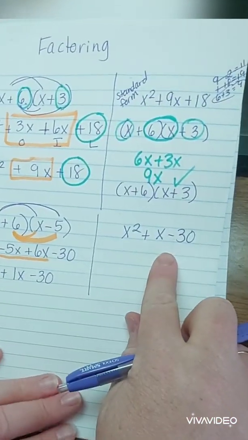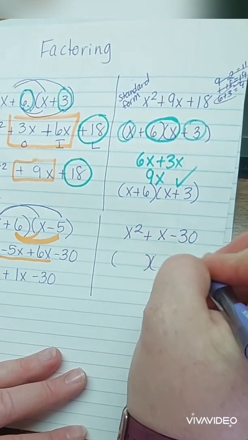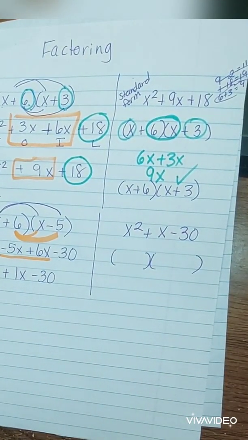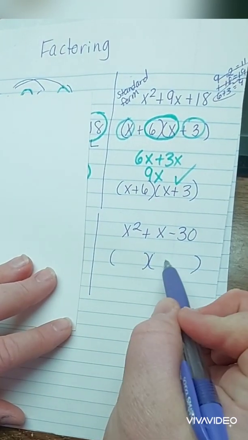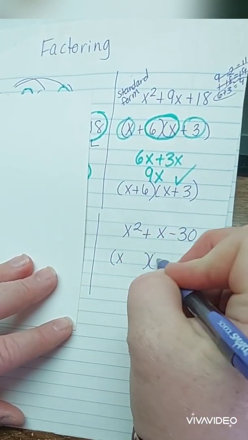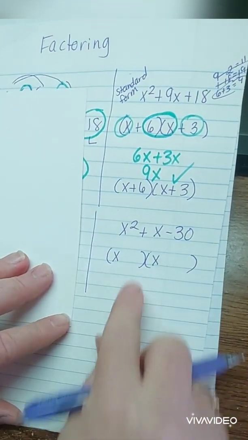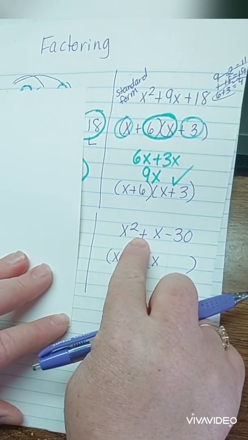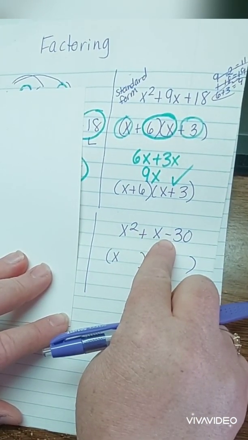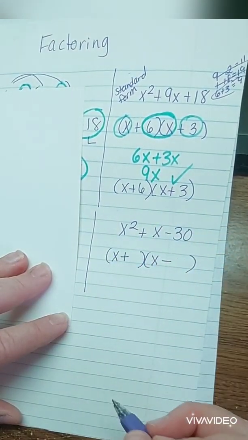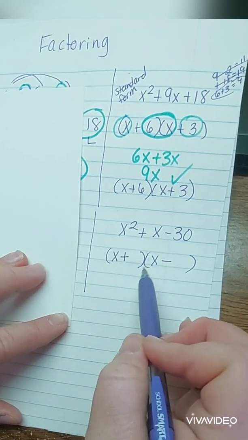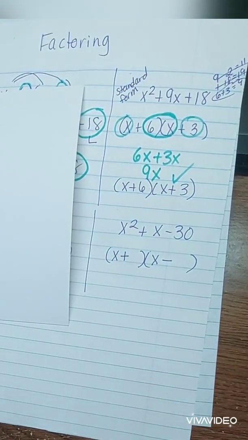Okay, this is in standard form. So let's think about this. I'm going to cover this up for a second. See if you can remember. What needs to go in the front? You're right, an x and an x. Because one is plus and one is minus, and this ends up being negative. One's got to be plus, one's got to be minus. It doesn't matter where you put it, but I'm going to put them just like that.